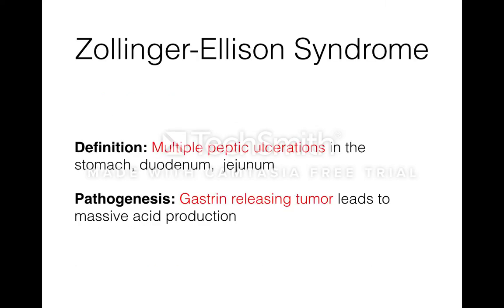So Zollinger-Ellison syndrome is characterized by multiple peptic ulcerations in the duodenum, stomach, and jejunum. This is from a gastrin-producing tumor of the pancreas or small bowel that results in massive acid production. Patients can have chronic diarrhea or steatorrhea in addition to symptoms of PUD. And 25% of those with gastrinomas will actually have multiple tumors as part of the MEN1 syndrome. Remember, MEN1 is going to be your 3 Ps: pituitary, parathyroid, and pancreas. And in the case of pancreas, it's your gastrinoma, leading to extensive peptic ulcers.